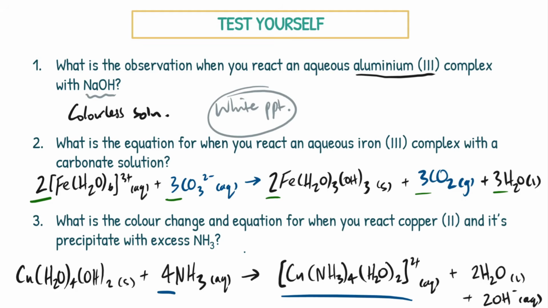So what is our observation? What is our color change going to be? Do you remember what this precipitate color was? Real easy one, blue, okay? Blue precipitate. And what is the color of our solution? Is it simply blue solution? No, deep blue or dark blue solution. Okay, just remember that and you'll be completely fine.